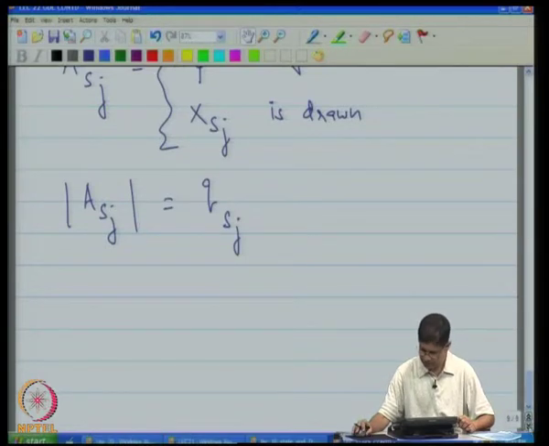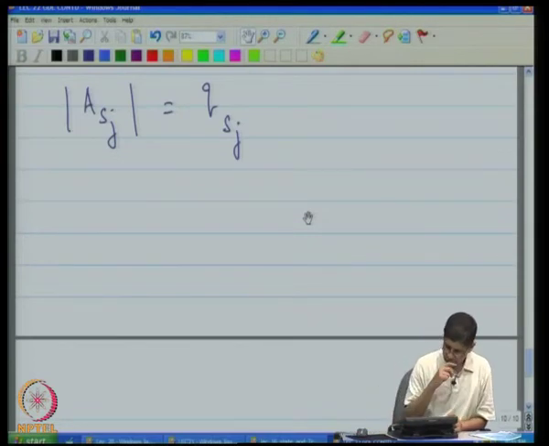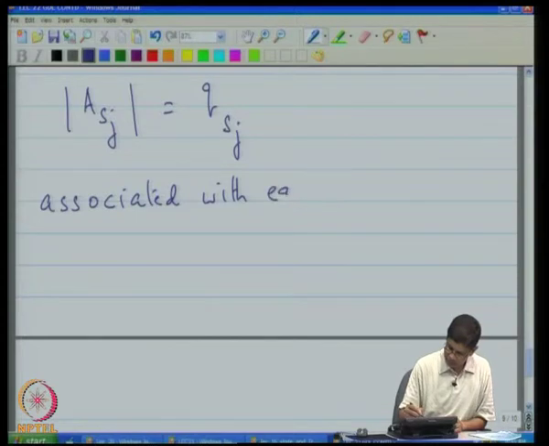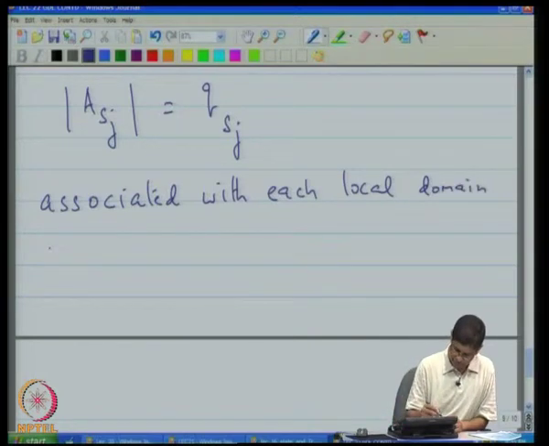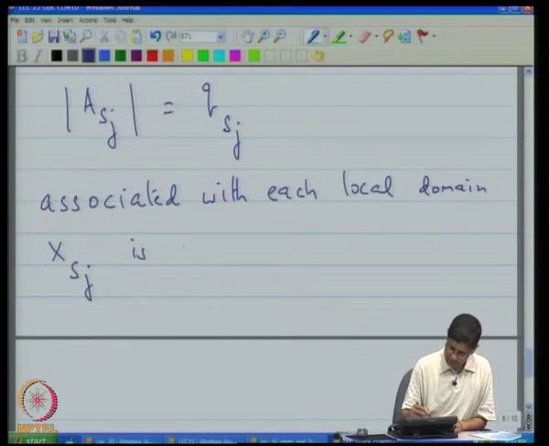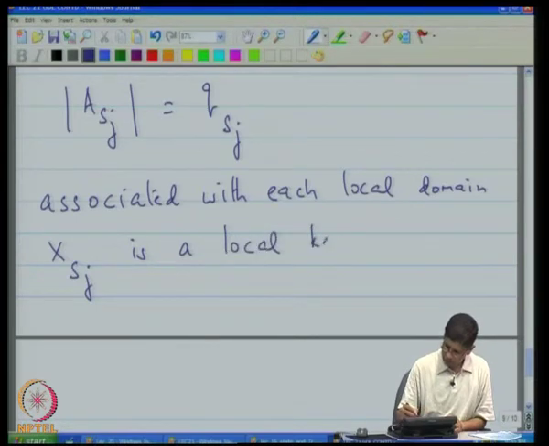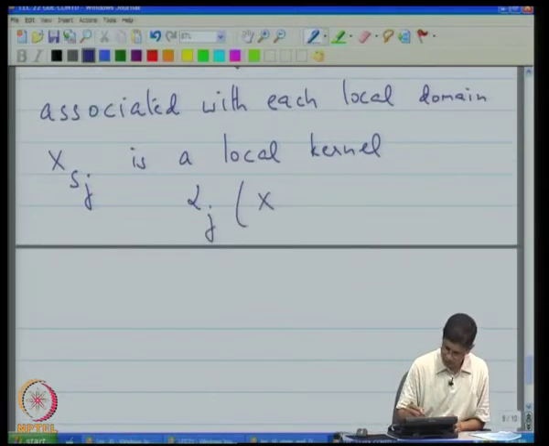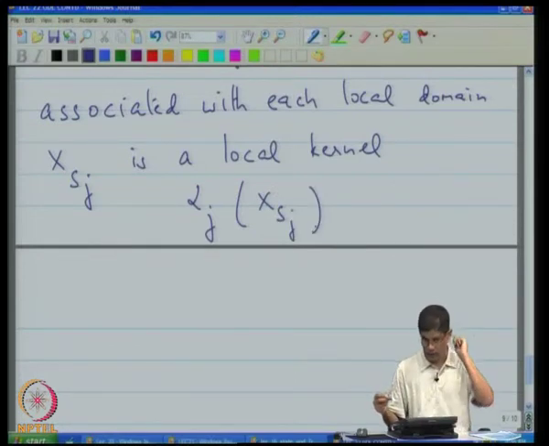We are almost done with the description of our setting. We also have what are called local kernels associated with each local domain x_{S_j}. There is a local kernel which we will call alpha_j of x_{S_j}. So, that is the jth local kernel.